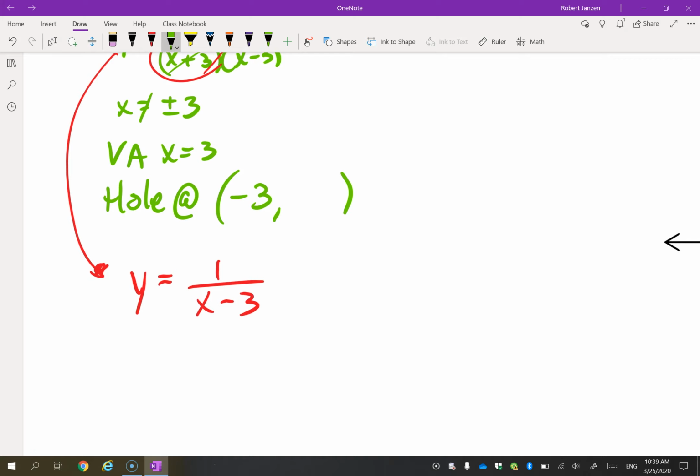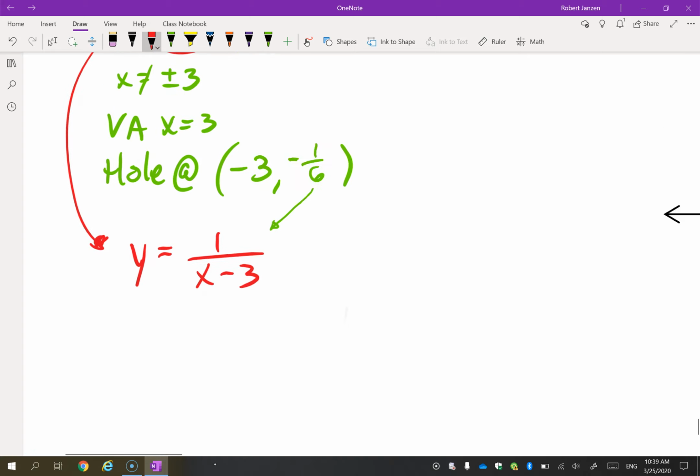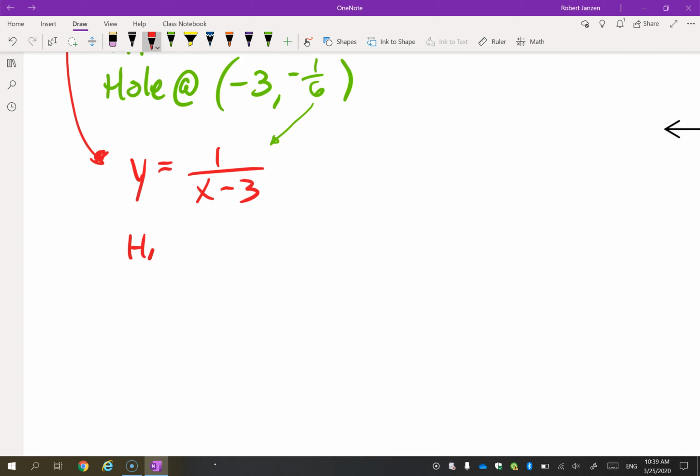Okay, so if I put a negative 3 in for x there, I get negative 1/6. Okay, if you're not sure, quickly do that. 1 over negative 3, take away 3. This is 1 over negative 6. So, what else do we know? Well, this has a horizontal asymptote at y equals 0. Why? Degree here is 0, degree here is 1. When the degree here is less than this one, it's always y equals 0.